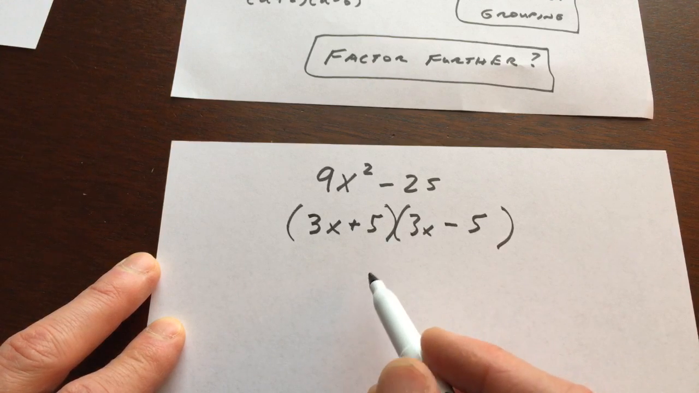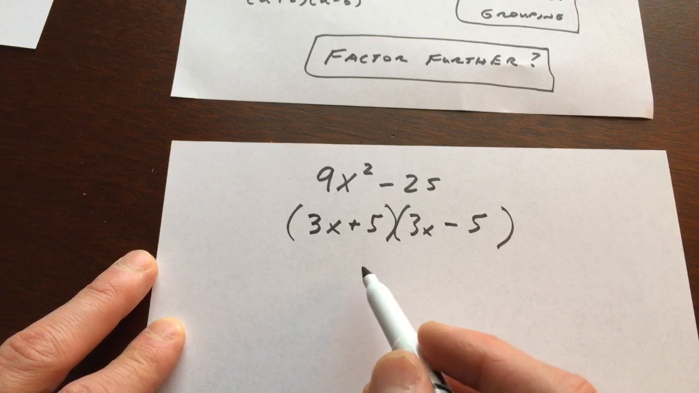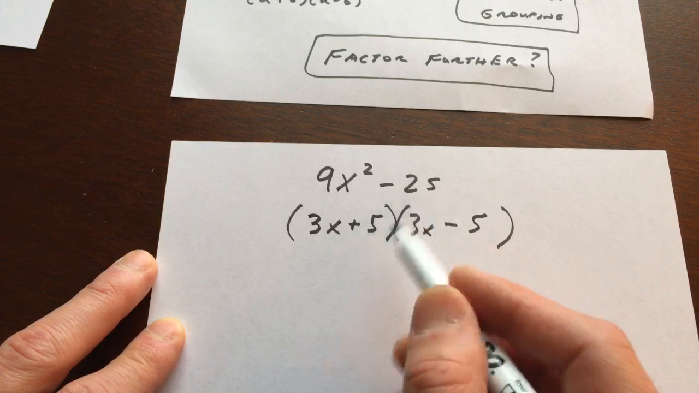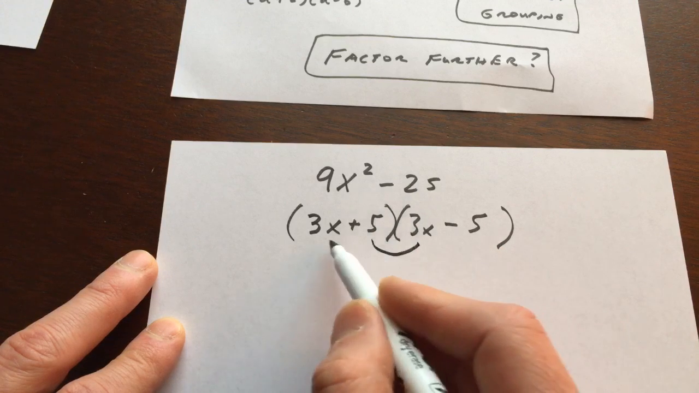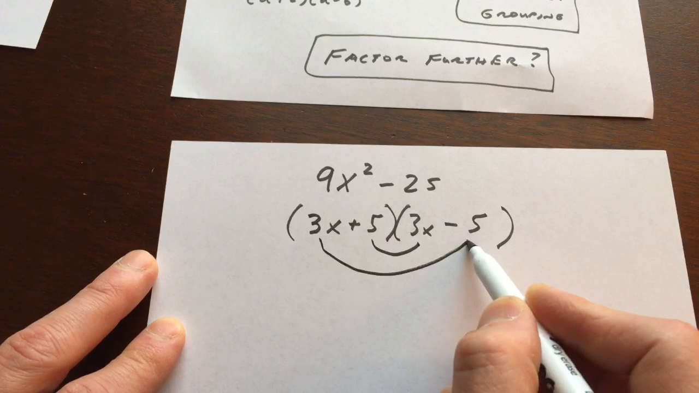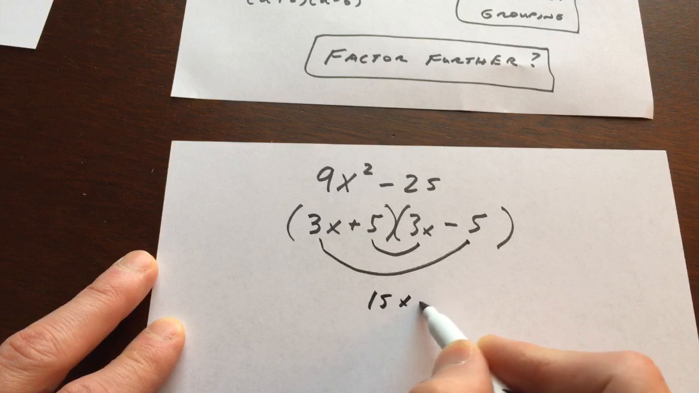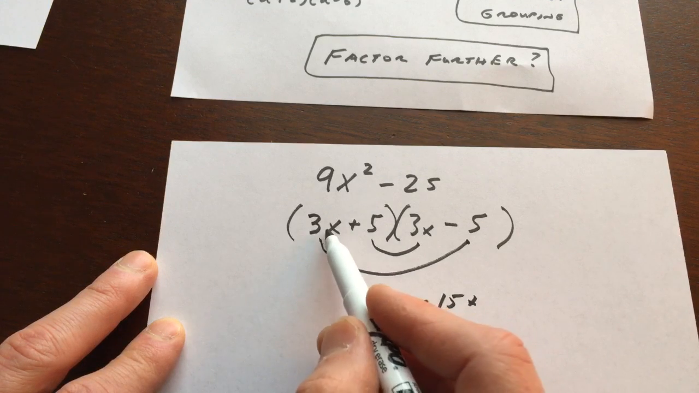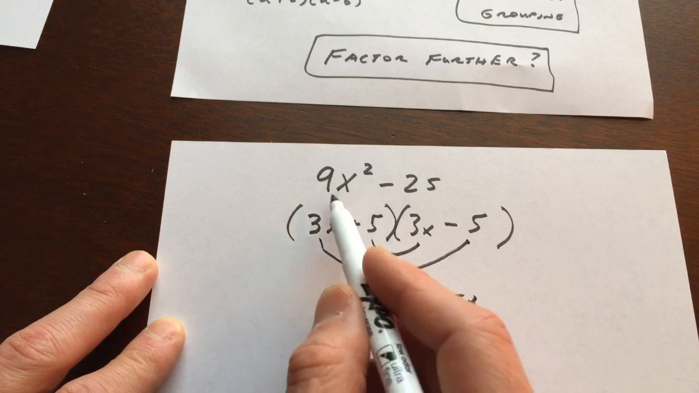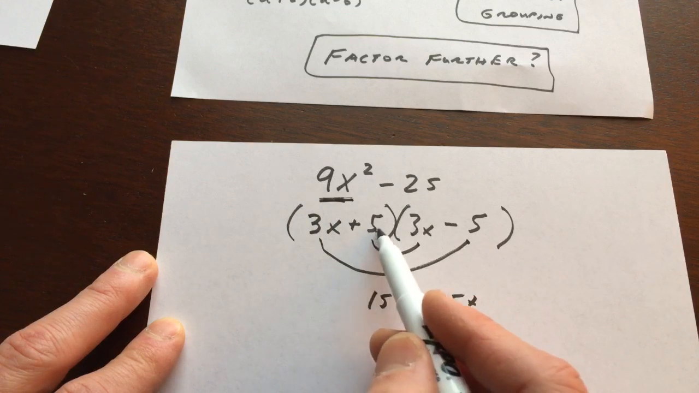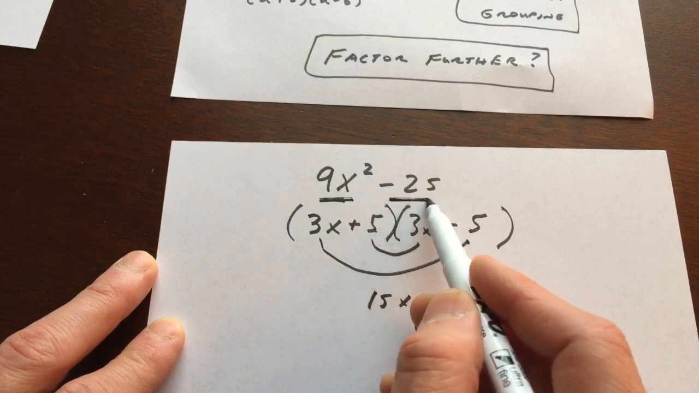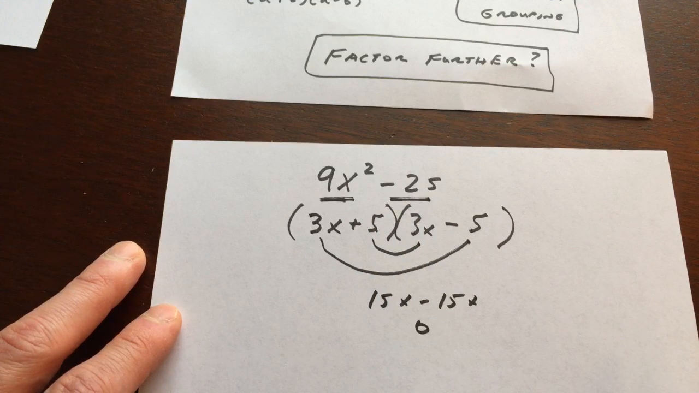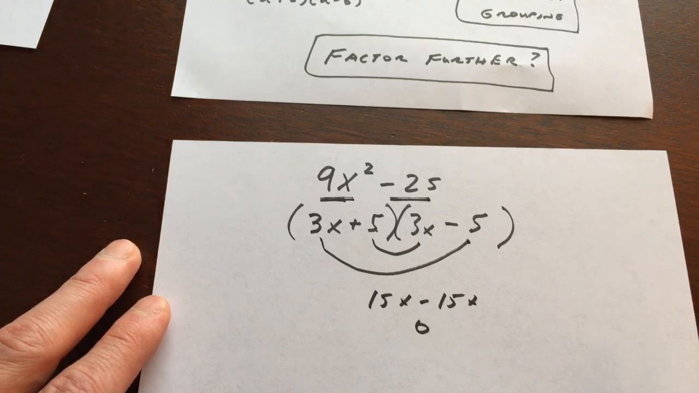And again, the nice thing about factoring is you can always FOIL it out or multiply it out and see if you get back the original 9x squared minus 25. So we've got 15x and negative 15x. See how those cancel one another out? That's giving you 0, and so you're really only left with the first terms, 3x times 3x, which gives you back the 9x squared, and positive 5 times negative 5, which gives you back the negative 25. So that's the nice thing about factoring. You can always multiply it back out and see if you factored it correctly.